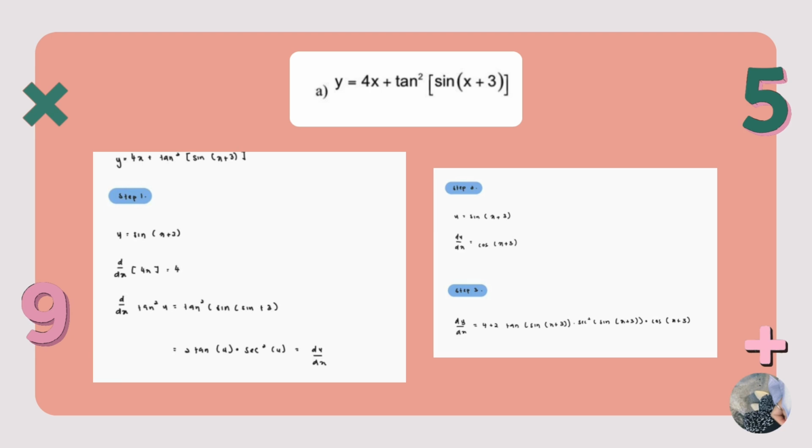And the final step is we put it all together: dy over dx equal to 4 plus 2 tan bracket sin bracket x plus 3 secant square bracket sin x plus 3 cos bracket x plus 3. In short, we differentiate each part one by one. First the 4x, then the tan square using the chain rule, and don't forget to multiply by the derivative of the inside function sin x plus 3.